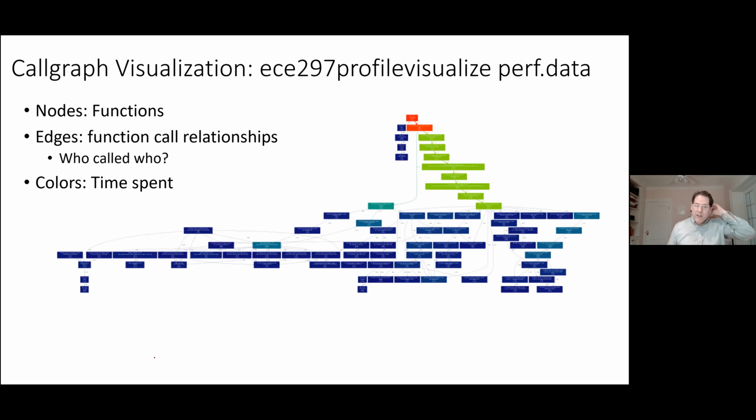Okay, so I'm going to run this for you in a minute, but let's just take a look at what comes out. If I run this command to visualize the data, EC297 Profile Visualize, it builds a visual representation of what's called the call graph. The nodes, the boxes, are functions, and the edges are calling relations. So this edge means that this function called this function. The colors help you see the time spent, but more importantly, there are numbers written on these boxes that you can see when you zoom in.